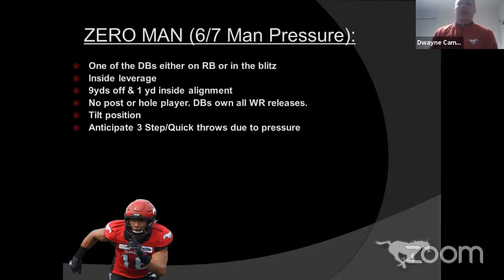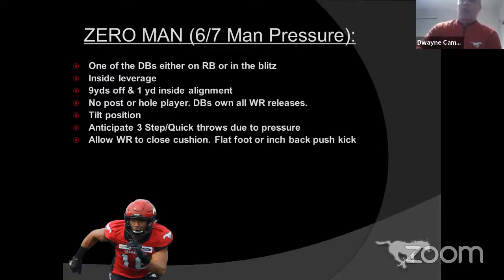Well, clearly, you're not going to get too many corner routes or post routes in that amount of time. So you really need to have patience and hold your water as a defensive back. Again, allow the wide receiver to close the cushion. Essentially, we need our DBs to flat foot at nine. That creates a lot of anxiety for guys sometimes, because they're afraid of getting run by. But the good ones have the confidence to sit in there and wait, because they know that ball's coming out quick.